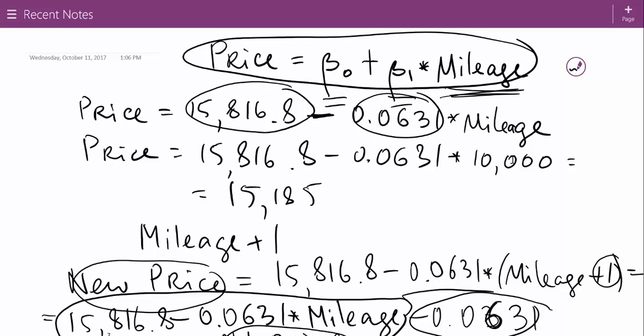So 6.3 cents. Michael? Why are you subtracting the 0.0631 from the old price? Well, because here is, see that? That's my slope, times this plus 1, that gives me minus. So if you do that, that will give you the new price then? Yeah. So the new price is old price minus the slope of my equation. So the interpretation of the slope is by how much my target variable changes if one of my predictors goes up by 1. Simple as that. Very straightforward interpretation.